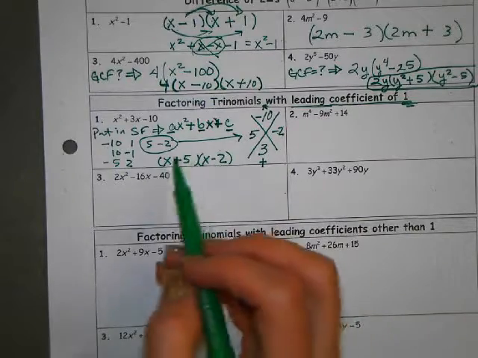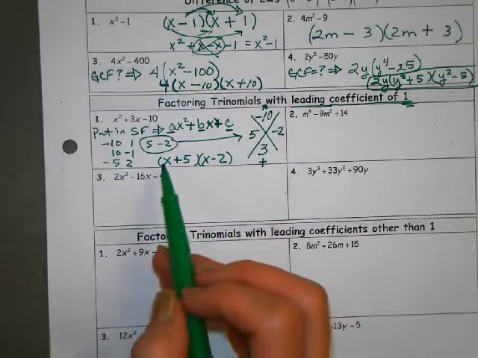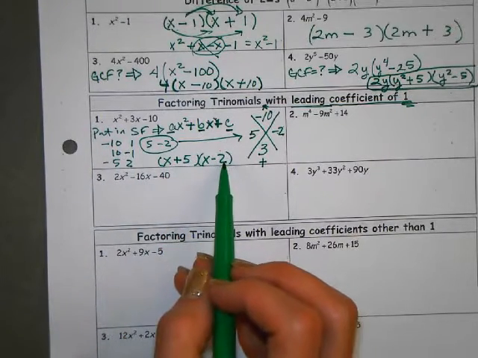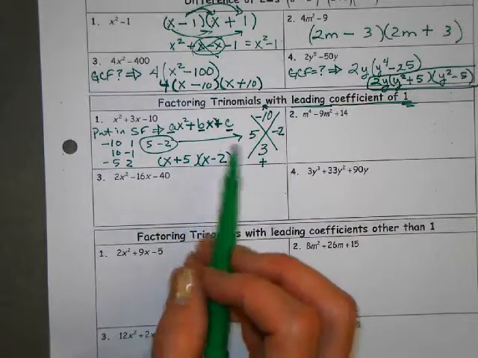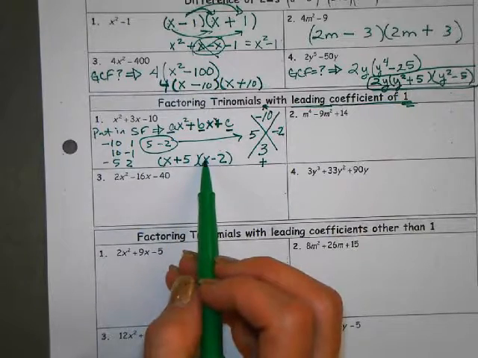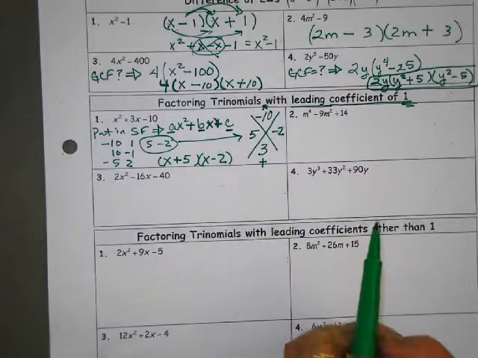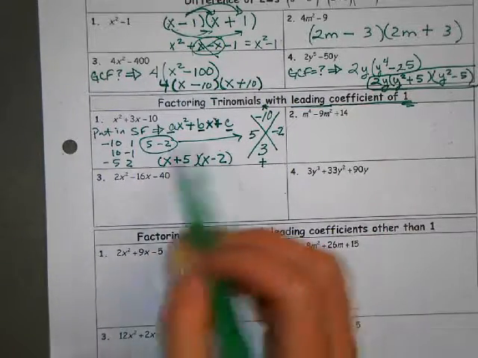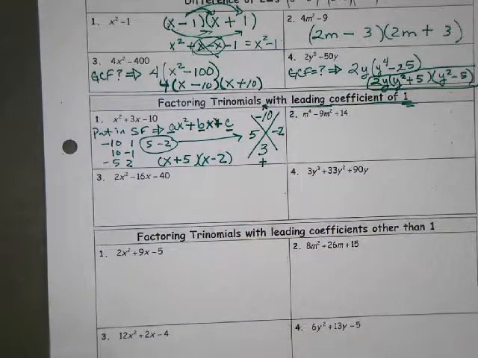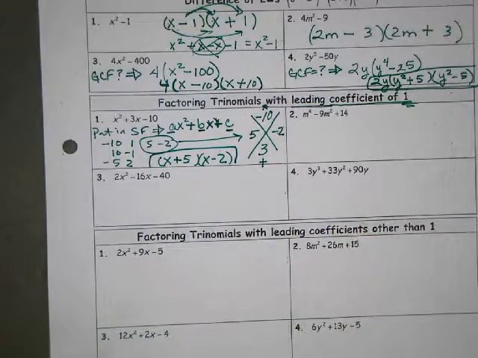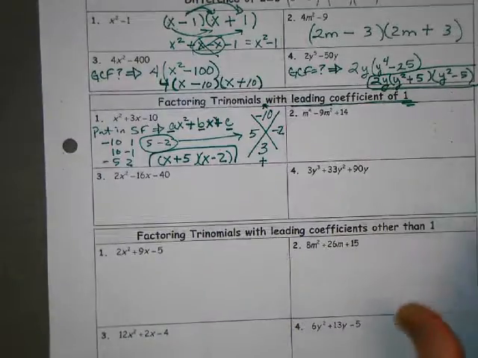Okay? And then if I would do the distributive property, that would work. X times x would give me x squared. X times a negative 2 gives me negative 2x. And then I have a 5x, which then gives me that positive 3x. And then I have a 5 times a negative 2, which gives me negative 10. So when I do the distributive property, that actually gives me the same answer, and that's my check. Okay? Questions on that? Alright, so let's look at number 2.